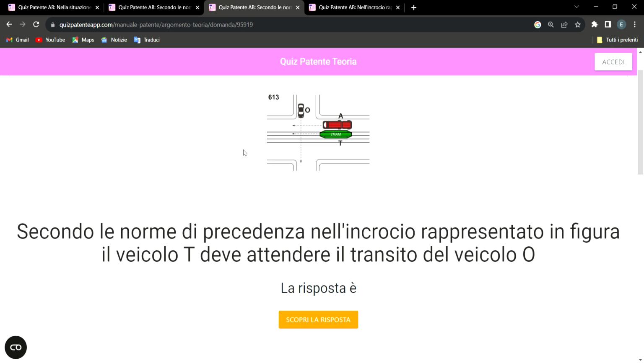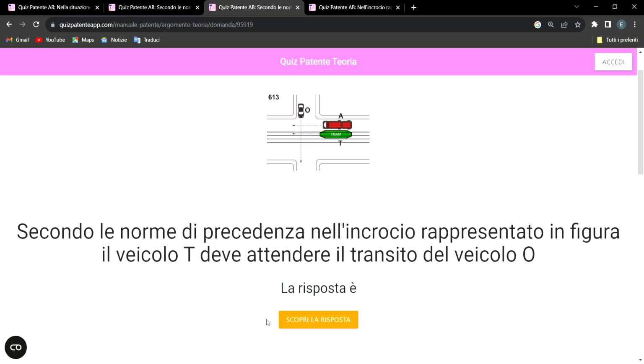Now let us read the question. It says, "Secondo le norme di precedenza nel incrocio rappresentato in figura, il veicolo T deve attendere il transito del veicolo O." Now, what are they trying to say here? They are saying that in a situation like this, vehicle T has to wait for the transition of vehicle O. Remember, I told you that in a situation like this, tram will always transit. In any junction that you find tram, it is always the first vehicle to transit. Other vehicles give way for tram to transit.